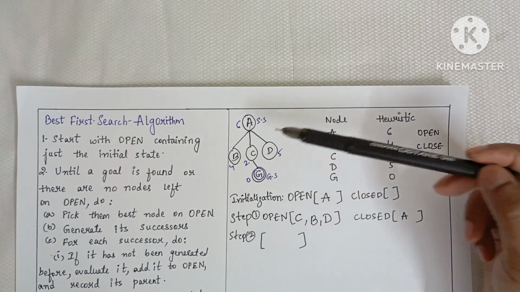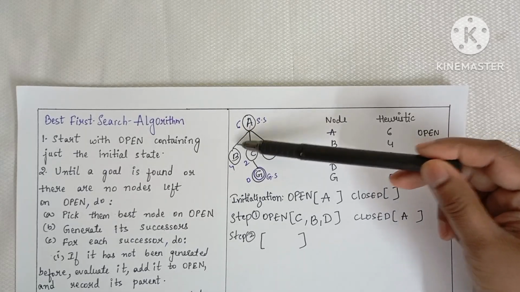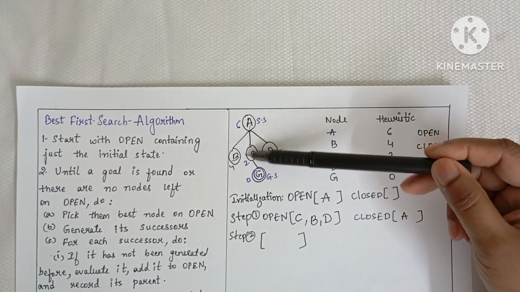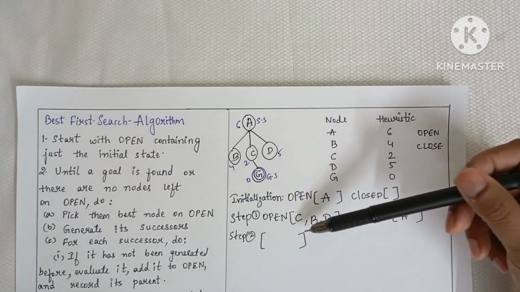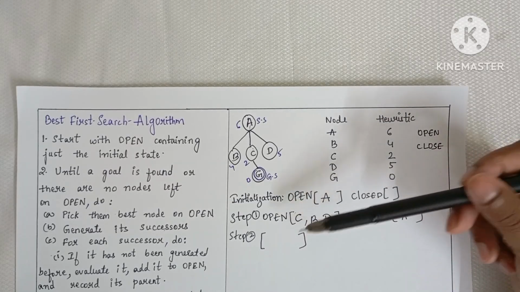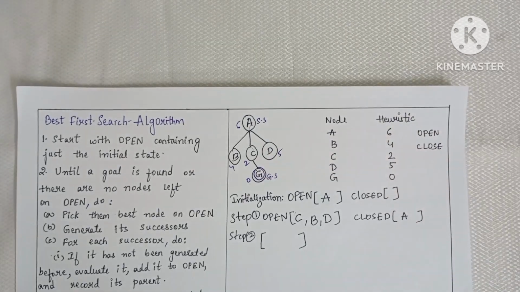In step 2, we are not traveling towards B or D. We are discarding these two paths and we are taking only path C as its heuristic value is the lowest. C has the lowest heuristic value. So expand C now. When we are expanding C, G is its successor.